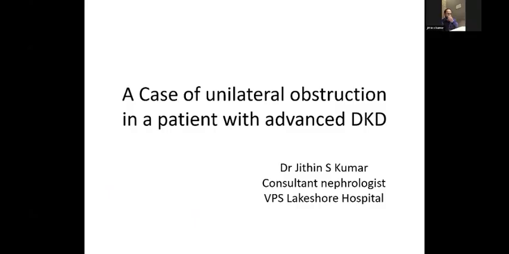I'm going to discuss a case of unilateral obstruction in a patient with advanced diabetic kidney disease. This is a situation which we may encounter once in a while in our day-to-day practice. And this is important because, as you know, with obstruction in a normal patient, the other kidney may be able to compensate, while in a patient with advanced diabetic kidney disease, the obstruction can result in sudden worsening of renal functions.